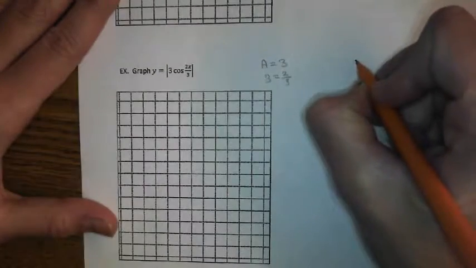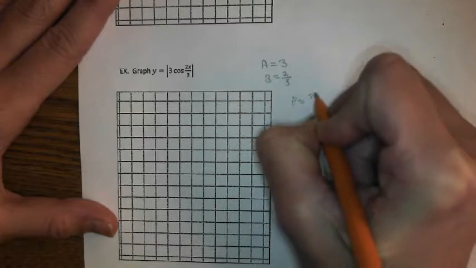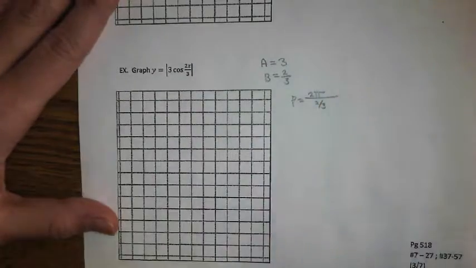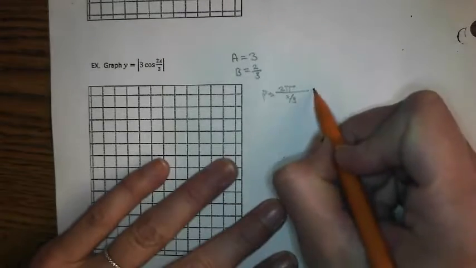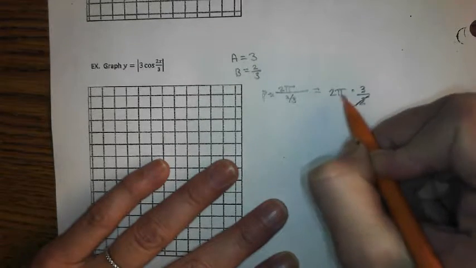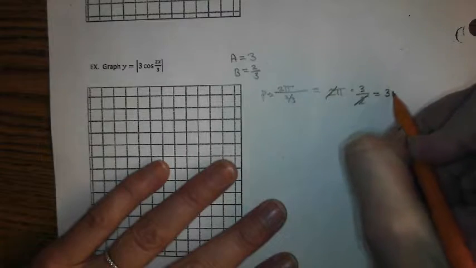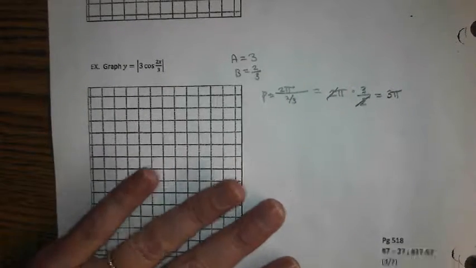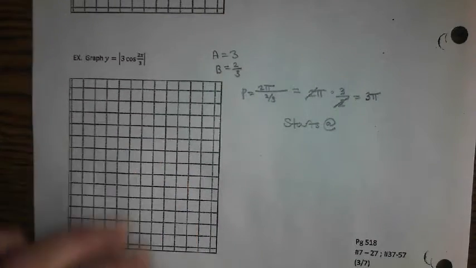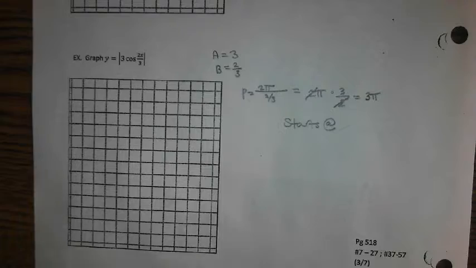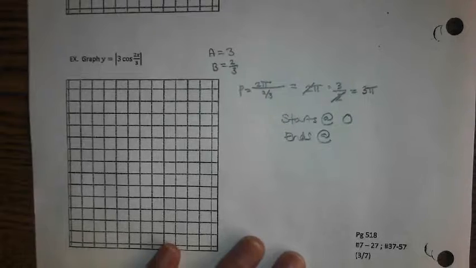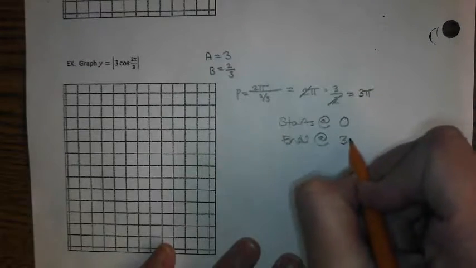So where does our cycle, well, let's do our period. Period equals 2 pi over 2/3. Complex fraction. So to clean this up, I'm going to keep, change, flip. Well, that works out nicely, right? Period's 3 pi. So my cycle starts at what? 0, because there was no phase shift. And it ends at 3 pi, the length of my period.